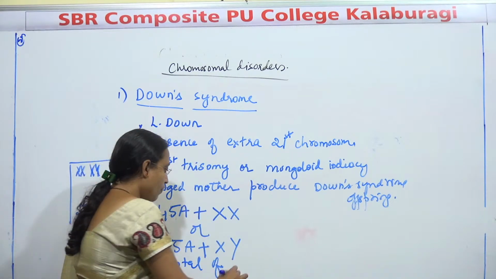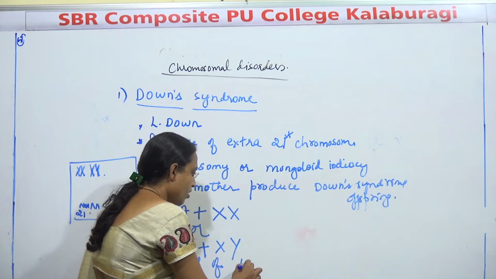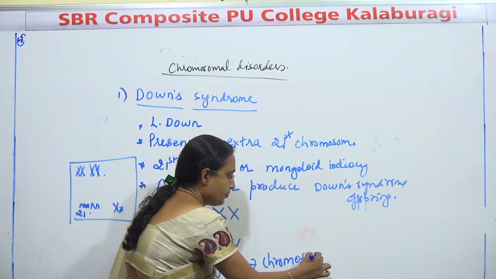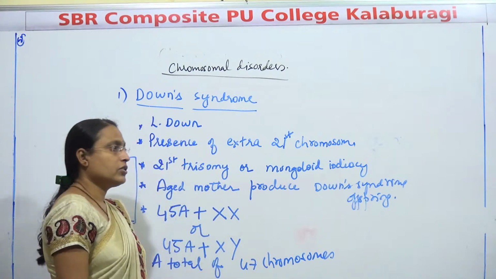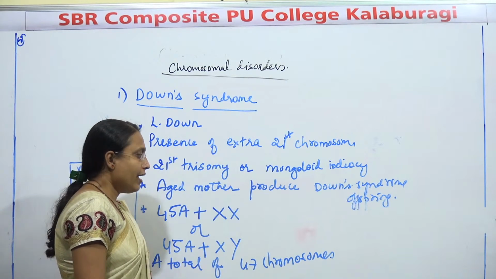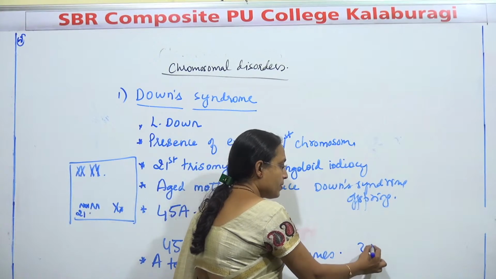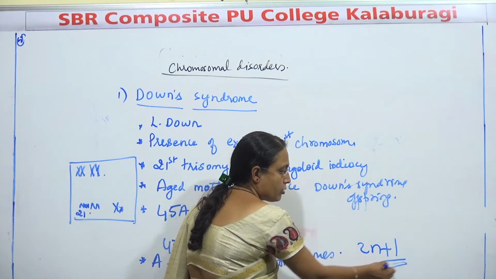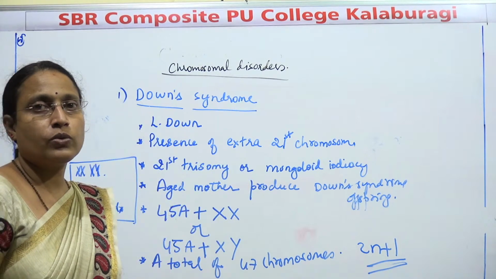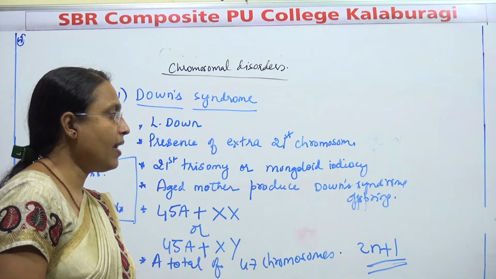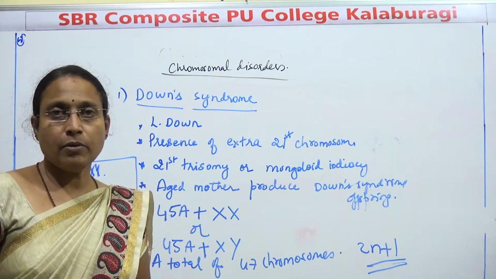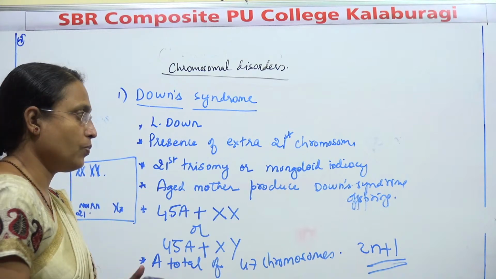A total of 47 chromosomes present. But this also you can represent as 2n plus 1, because in humans 2n is already 46. So 46 plus 1 is equal to 47. So 2n plus 1. So this was about Down syndrome. Next, symptoms of Down syndrome.